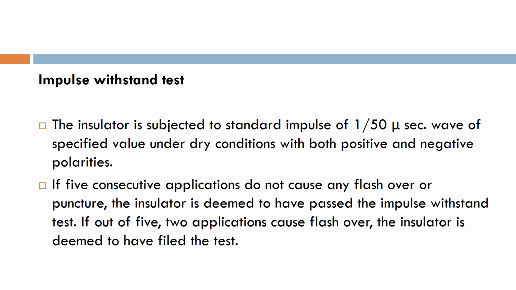Impulse withstand test. In the flashover test, if you apply the impulse 4 times, 2 times the flashover takes place. Whereas in the impulse withstand test, the insulator is subjected to a standard impulse wave under dry condition, and both positive and negative polarities will be applied. If 5 consecutive tests are done and 2 flashovers take place, then it is said to be a failed test, because it is a withstand test. Whenever you apply it, it needs to withstand it. No flashover must take place. If more than one, that is 2 flashovers take place, then you can say the test object has failed the test.